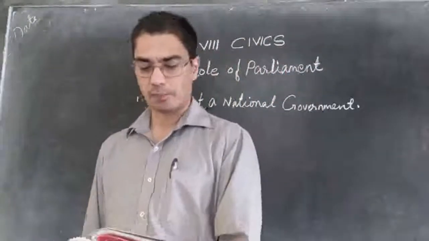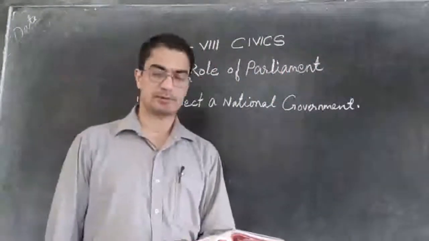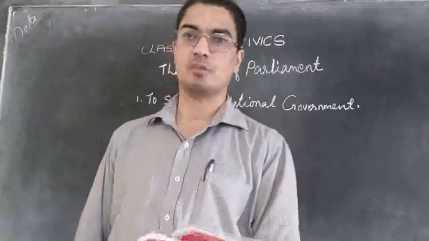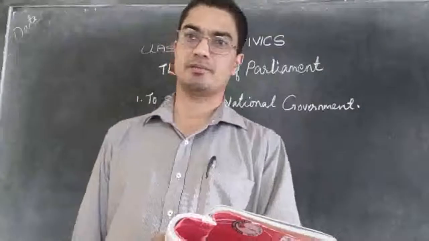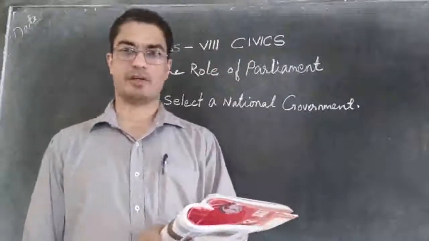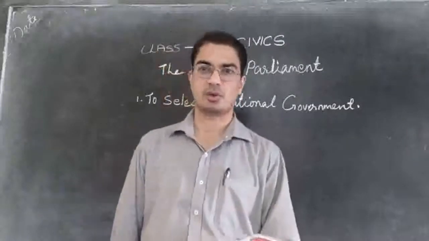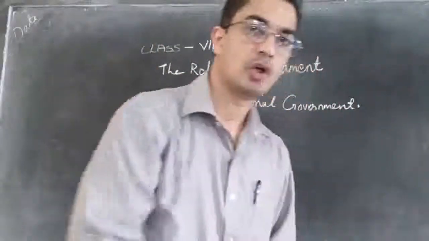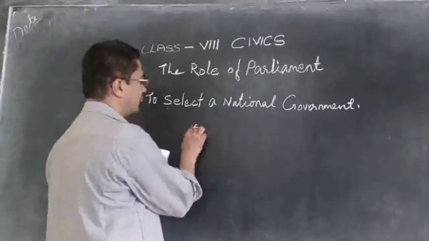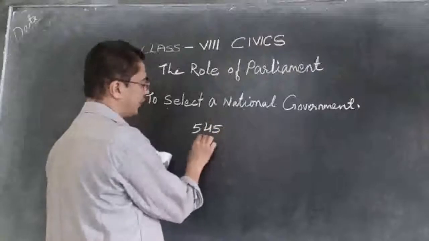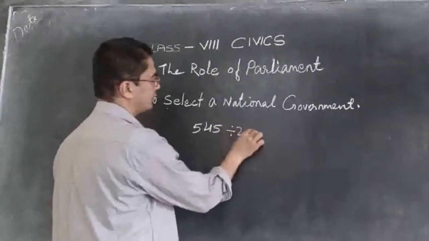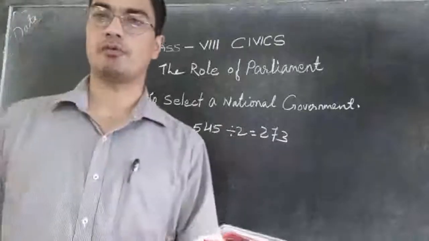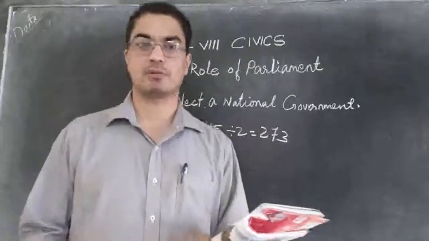So to have a majority, a party should have at least half the number. If there are 545 MPs, what will half of it be? The half of 500 is 250. Then 45, half of 45 is 23. So they should have at least 273 MPs in the parliament in order to form the government. That is 545 divided by 2. So minimum they should have 273 MPs. Then only will they reach the halfway mark, and then they will be able to form the government.